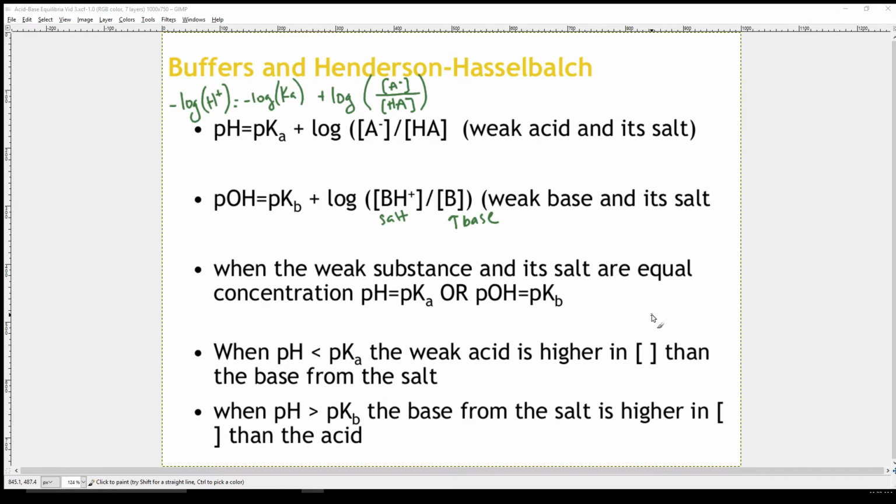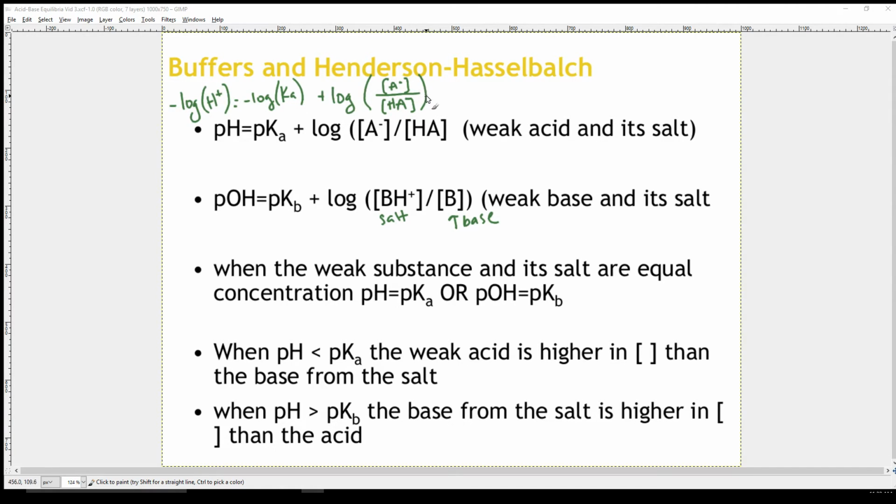When the weak substance and its salt are equal in concentration, then you end up with a pH that's equal to the pKa. And this makes sense if you want to try plugging it in your calculator. Try taking the log of 1 over 1. You have an equal concentration of the substance and its salt. So 1 over 1, 1 is equal to 1. If you take the log of 1 over 1, you end up with 0.